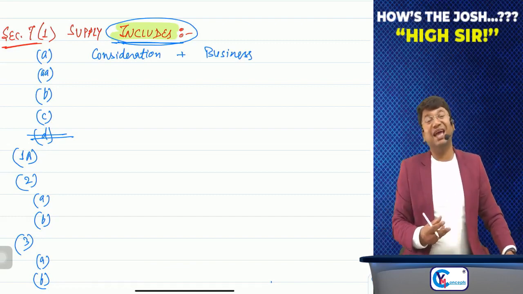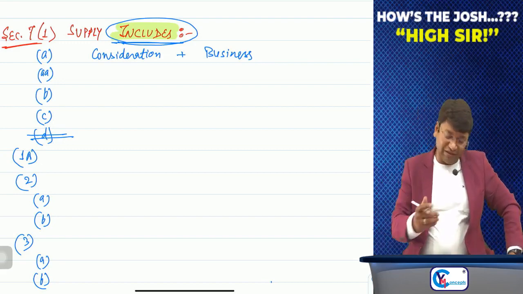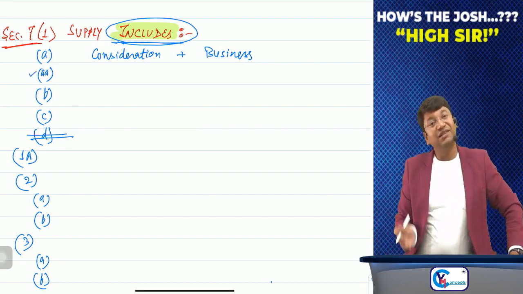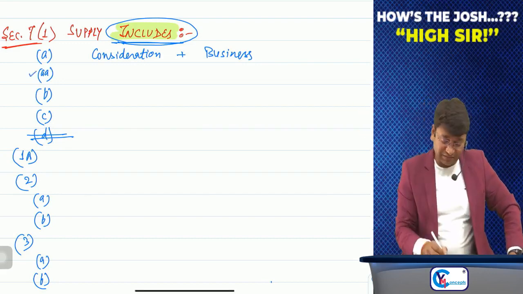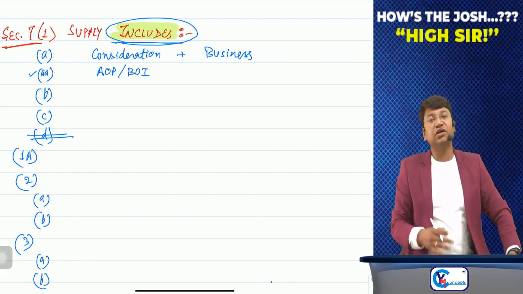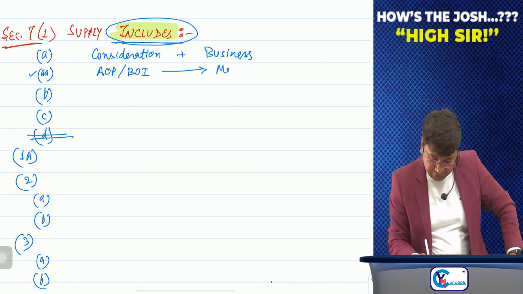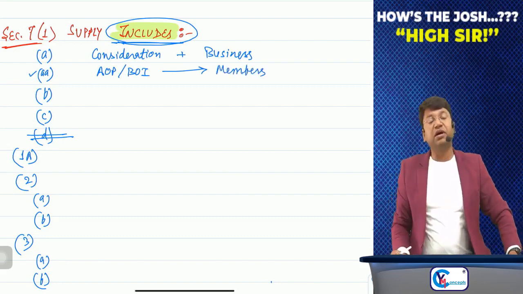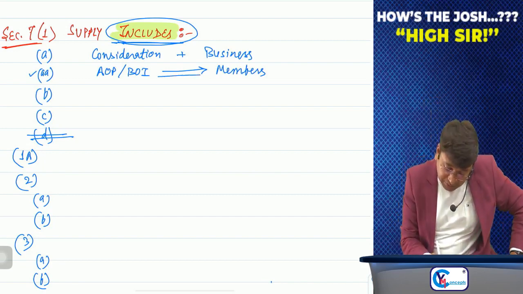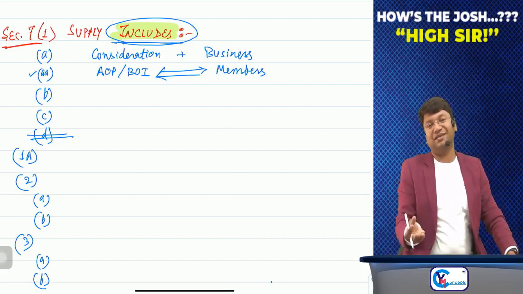But the term supply includes clause A, clause B, clause C, and clause AA also. Now, clause AA says, if any unincorporated AOP or BOI, association of persons or body of individuals, is supplying any goods or services or both to the members of the AOP or BOI, or any member is supplying goods or services or both to the AOP or BOI, if it is for a consideration, then it is supply.